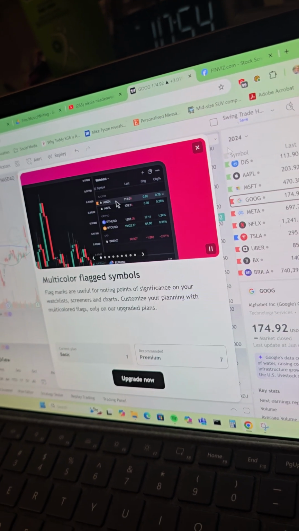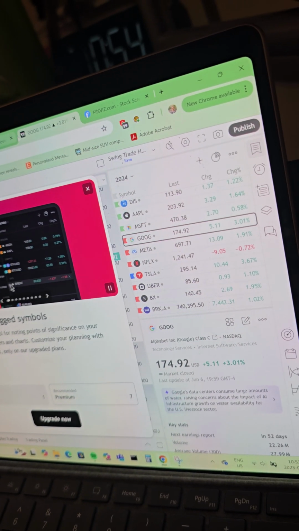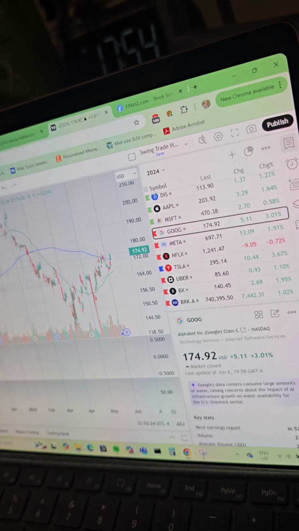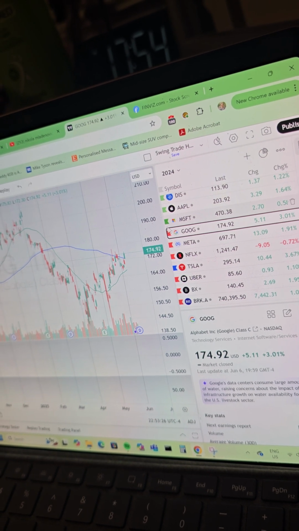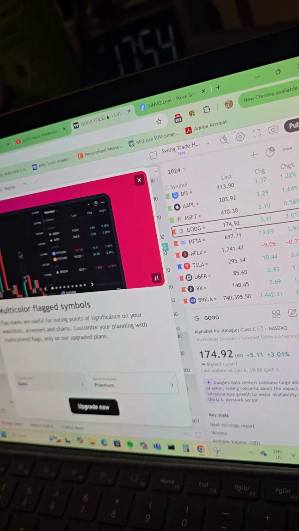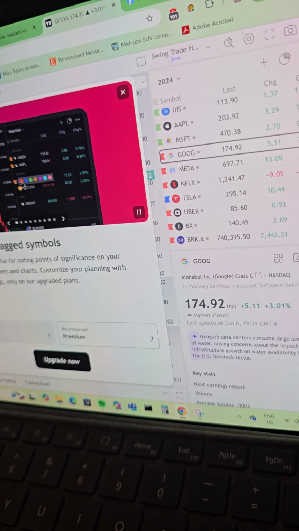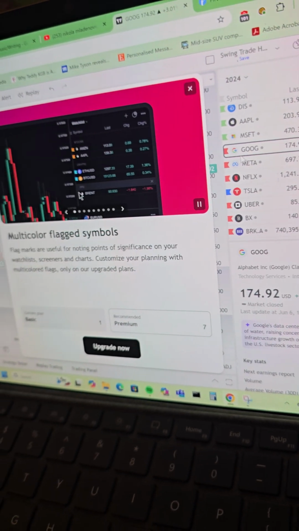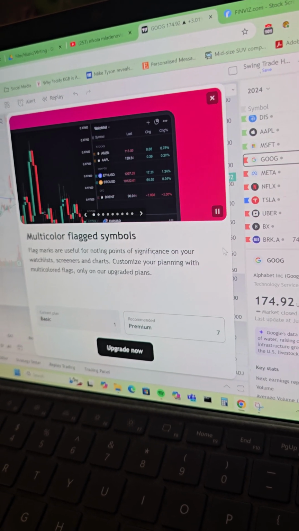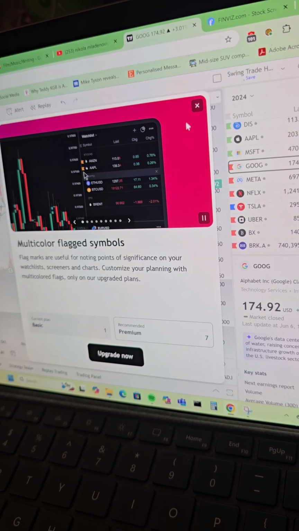What the heck? More pop-ups. Please bring me more pop-ups. I don't have enough pop-ups. It's not 1996 anymore. I need more 1996 pop-ups. What's this saying? Oh, I need to upgrade. I need to get a premium. I only get one color.